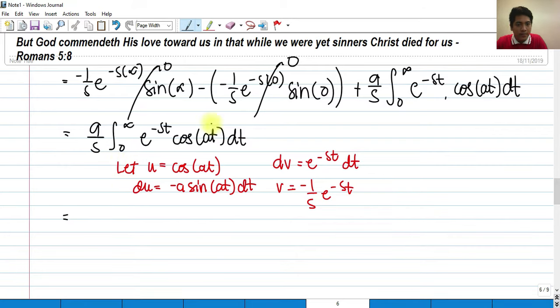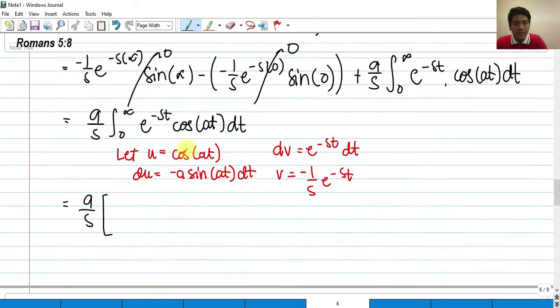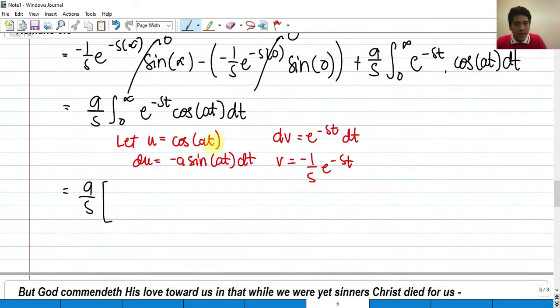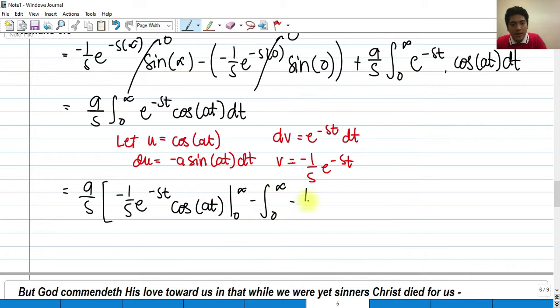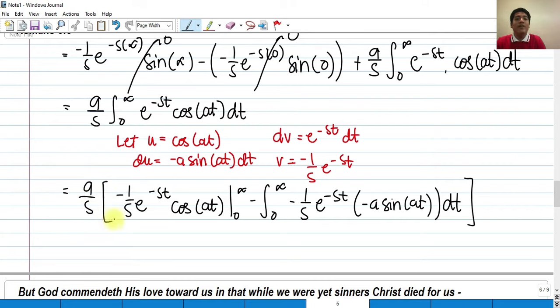So take note that the integral of this is multiplied by a over s. So a over s multiplied by the integral of uv minus the integral of v du. So we have u times v, which is negative 1 over s e raised to negative st cosine of at, evaluated from 0 to infinity, minus the integral from 0 to infinity of v du. Here du is negative a sine of at, and we have dt here. That is multiplied by a over s.